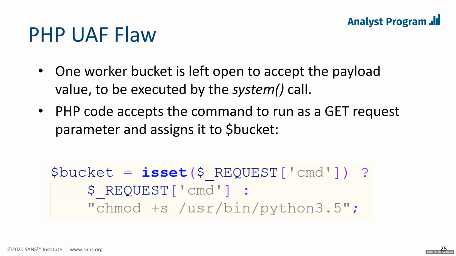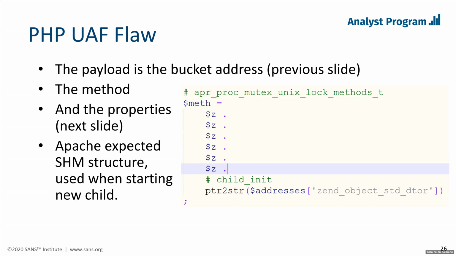So first, it checks to be able to determine if this bucket value is set. It's going to assign that to the bucket value. The payload is going to be the bucket address, the method for child_init. The child_init method, however, has been mapped and is going to be mapped by this.